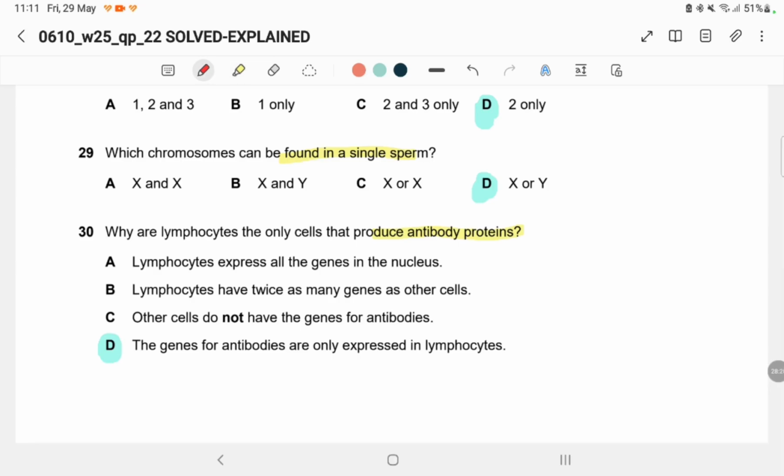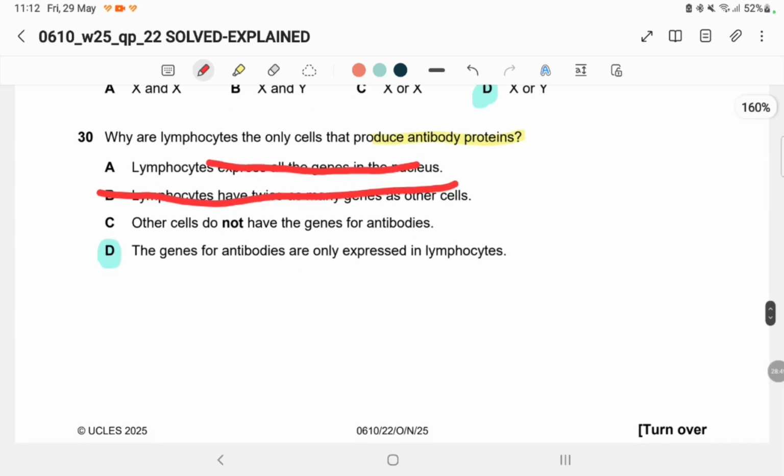Of course, you cannot say that lymphocytes express all the genes. It will be incorrect. Lymphocytes have twice as many genes as other cells? No, all cells in the human body share an equal amount of genes. Remember this. Other cells do not have the genes for antibodies? Of course, all of the cells have the genes for everything in your body, but the idea behind it is that genes are expressed only at the correct time, in the correct place, and that concept you will learn in A2, not now. You already have a concept of it in the O level syllabus content. Yes, it's present there, but it's not elaborated that much.